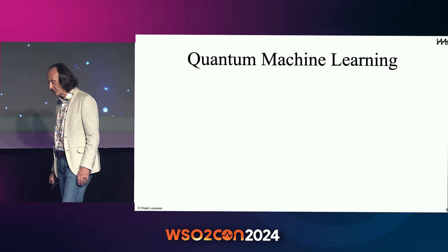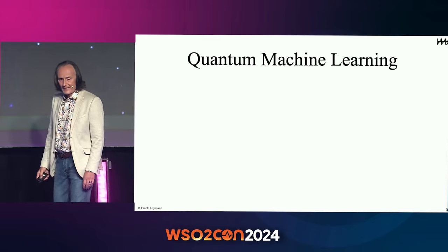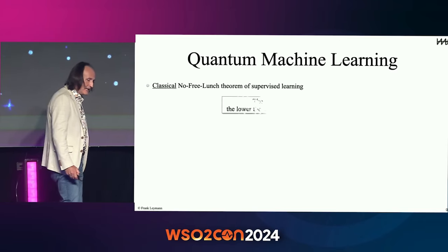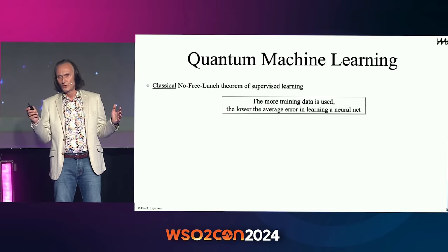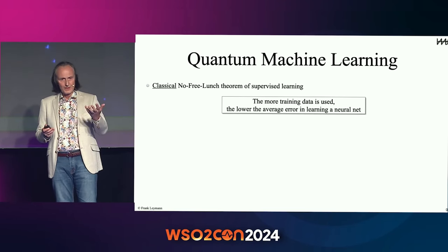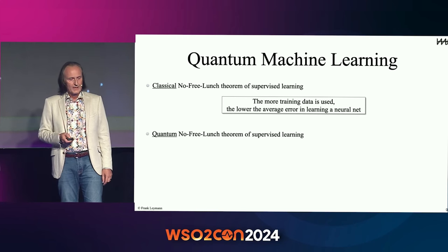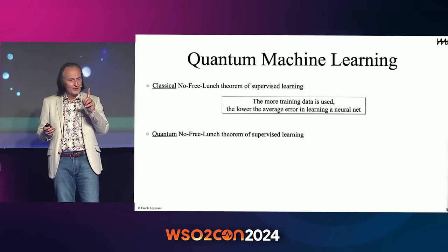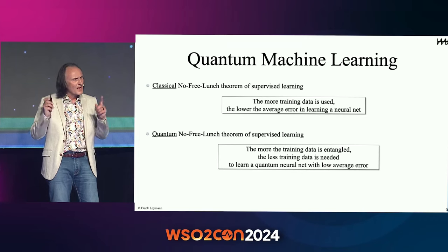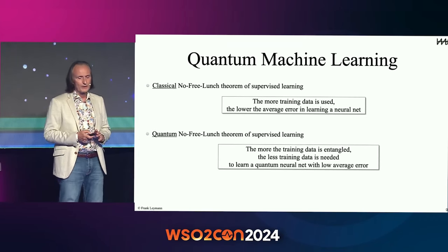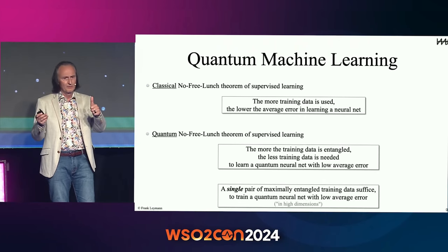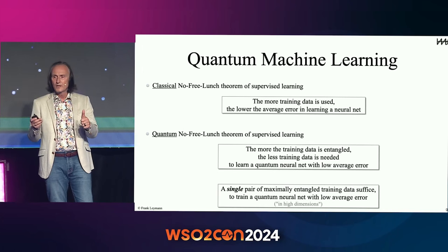A very interesting application also is in machine learning. There is a theorem in machine learning called the no-free-lunch theorem of supervised learning. It basically says the more training data you use, the lower is the average error in learning in a neural net. There's also a similar theorem in quantum computing, the quantum no-free-lunch theorem, but it says something very interesting. It says the more the training data is entangled, the less training data is needed to learn a quantum neural net. And that means, at the end, that you need a single record of data with a high entanglement degree in order to learn a quantum neural net perfectly.